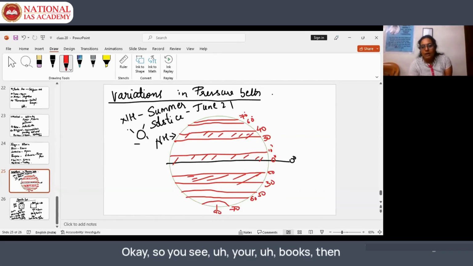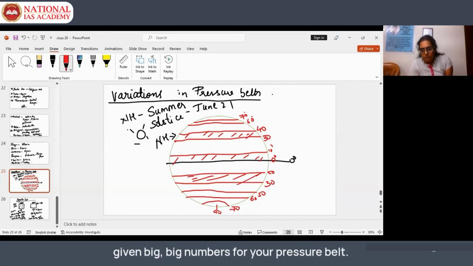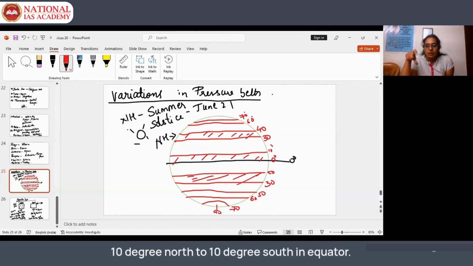Okay, so if you see your books, you will find it confusing that they would have given big numbers for your pressure belt. They'll tell that pressure belt will extend from 10 degree north to 10 degree south in equator, and it is extending 45 to 25 in case of your subtropical, and 70 to 50 in subpolar, and your polar is also big. So don't get confused. They have added the seasonal shift as well, and they have given a diagram like that. Okay, so the seasonal shift is added.